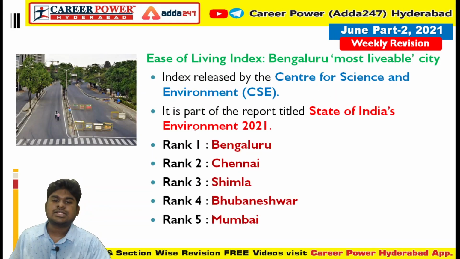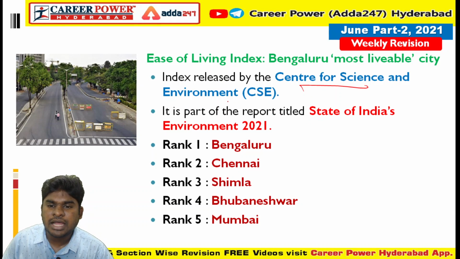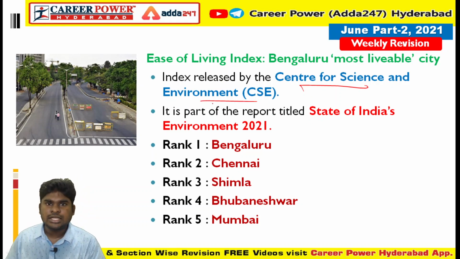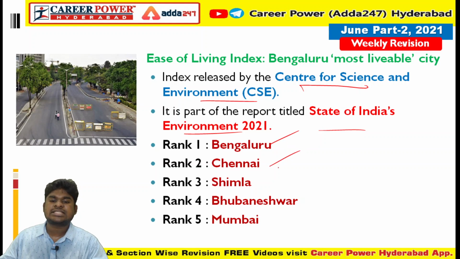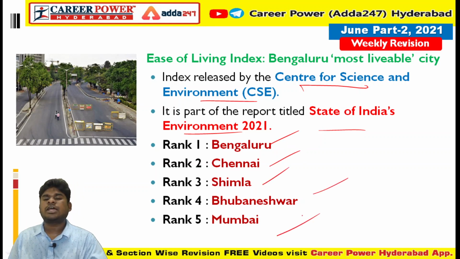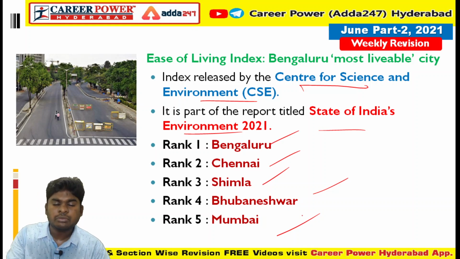This Ease of Living Index is launched by the Centre for Science and Environment. It is a part of the report called State of India's Environment 2021, and according to this report, India's most liveable city is Bangalore, next is Chennai, next is Shimla, next is Bhubaneswar, and the next is Mumbai. So the top 5 ranks: Bangalore, Chennai, Shimla, Bhubaneswar and Mumbai.